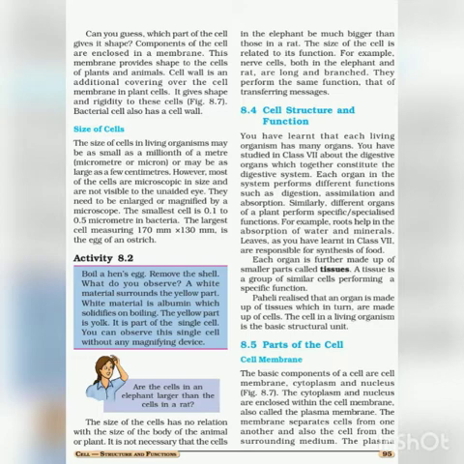Cells we know have different shapes, and the shape of the cell is given by the cell membrane. In plant cells, the cell wall is an additional covering over the cell membrane. Cells have different sizes too.